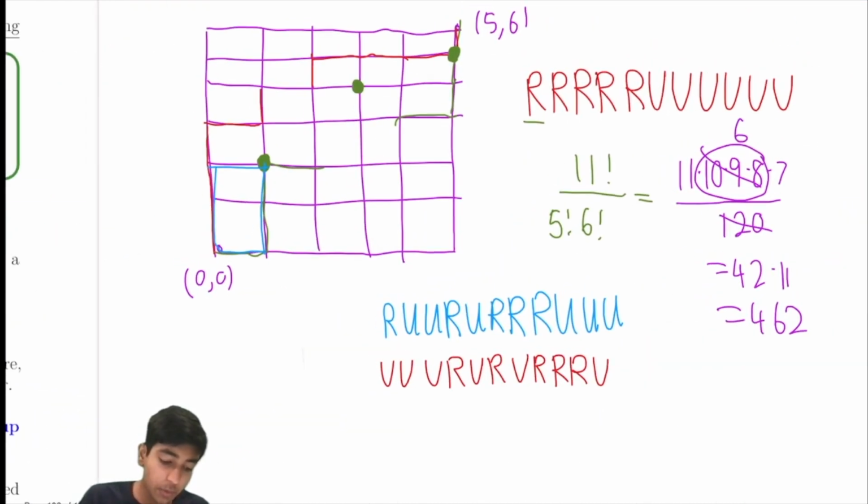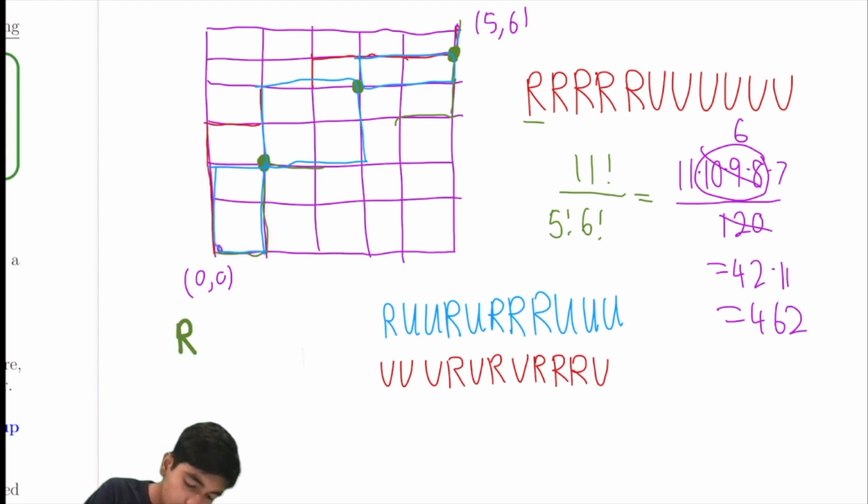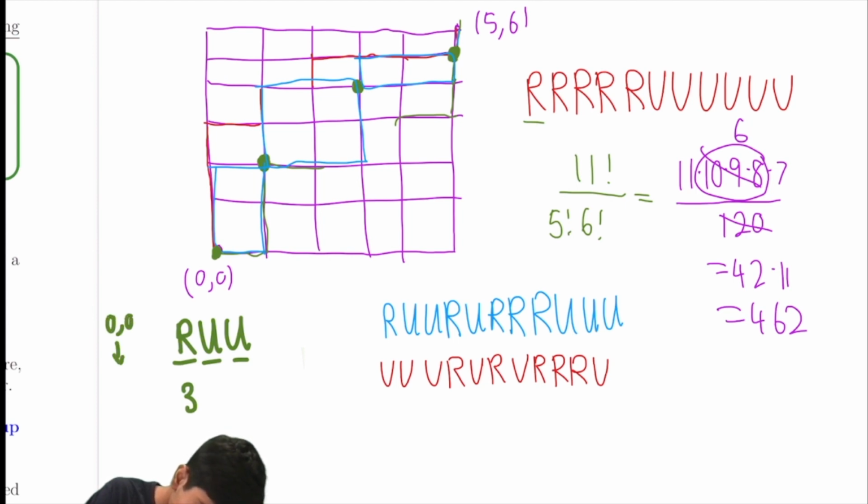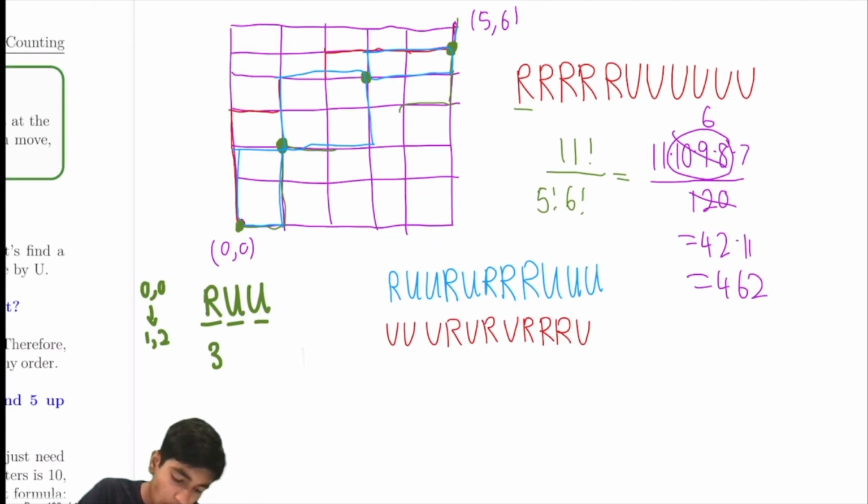And so we can think about having each of these small little grids. And what we must do is just find the number of ways to go from here to here in this small grid. And this small grid has R, U, U. So that's going to be just 3 ways, because there are 3 choices for where the R can go. So 3 choices to go from 0, 0 to 1, 2. Now what about from 1, 2 to 3, 4? Well, this is a 2 by 2 grid, and that's going to be R, R, U, U.